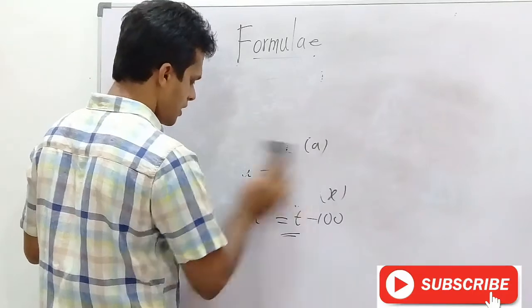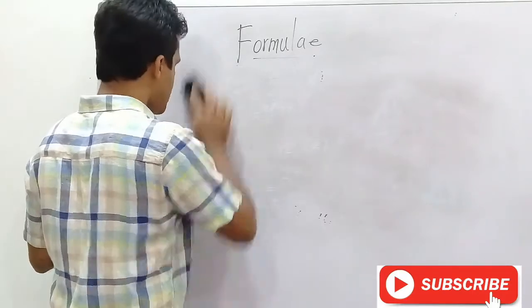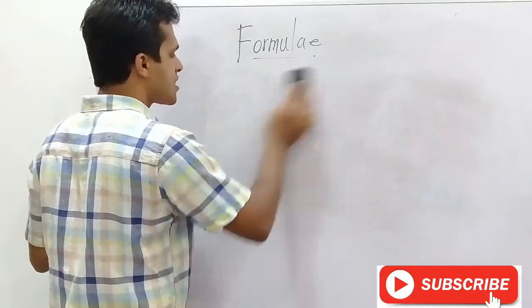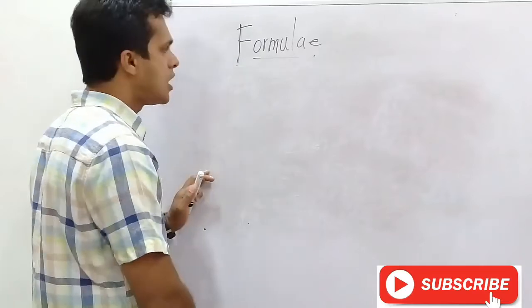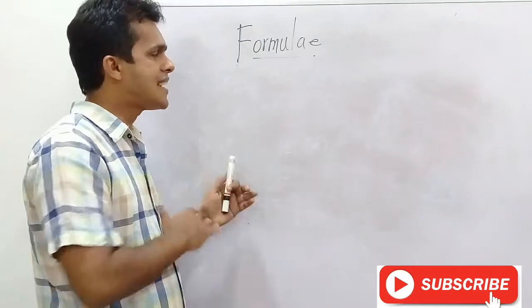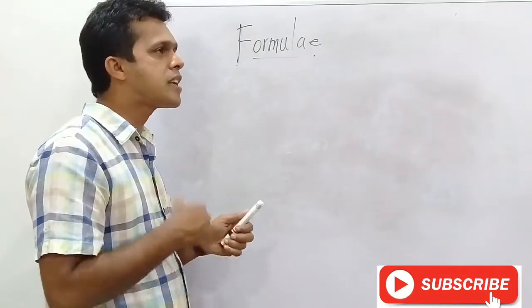If it has a positive value, when it goes to the right side, it becomes negative. If it is a negative one, when it goes to the right side, it becomes positive.